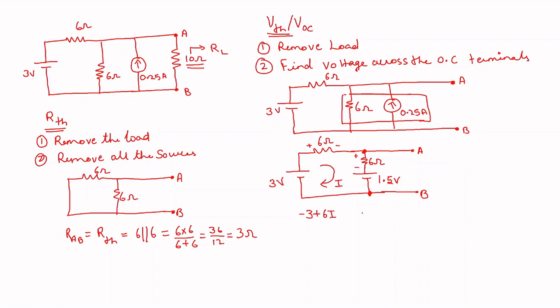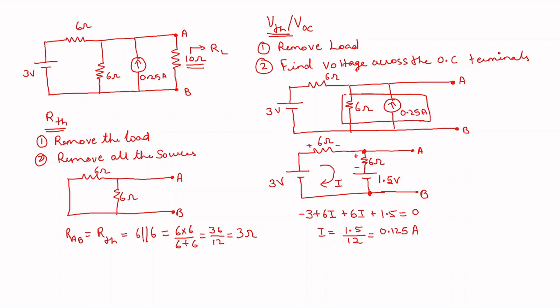6I. We have already dealt in the previous videos how to write a mesh equation, how to apply KVL to a closed loop, and all those things we have discussed in the previous video itself. So here 6 ohm again, so 6 into I plus 1.5, sum of all voltages is equal to 0. So I is equal to 1.5 divided by 12, that is equal to 0.125 amps.